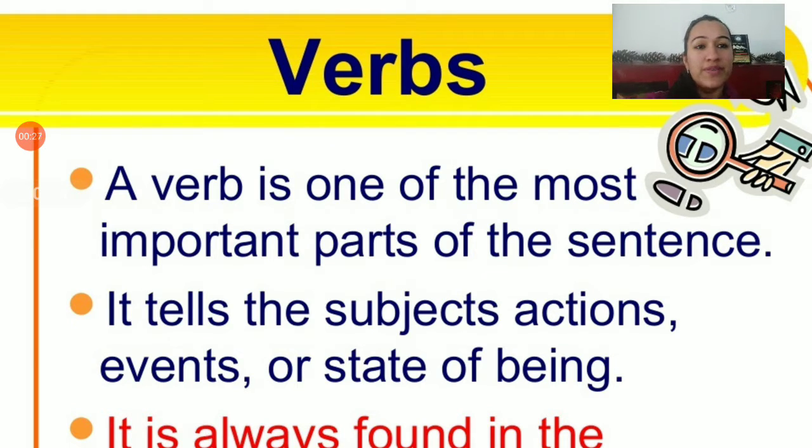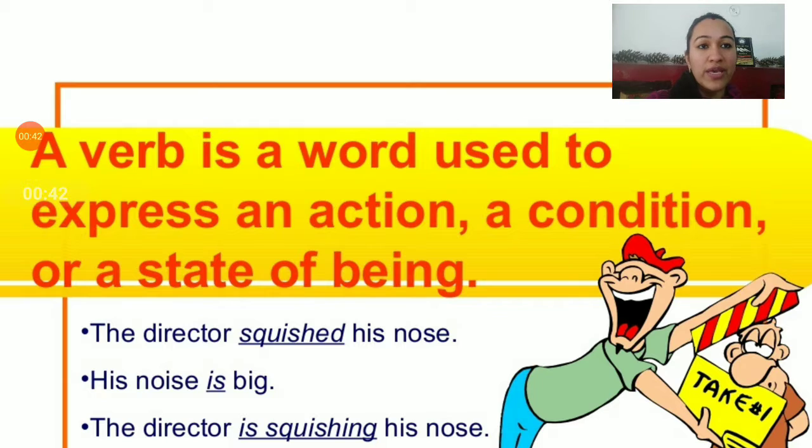Now verbs, as I mentioned, are one of the most important parts of the sentence. It tells the subject's actions, events or state of being. So there are three uses of the verb. We'll find out what all three ways, or what all kinds of verbs there are. A verb is used to express action, condition or state of being.